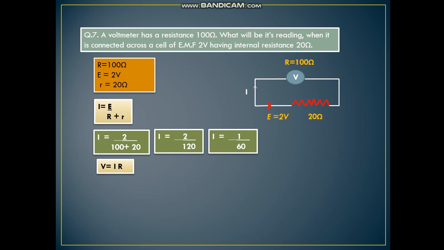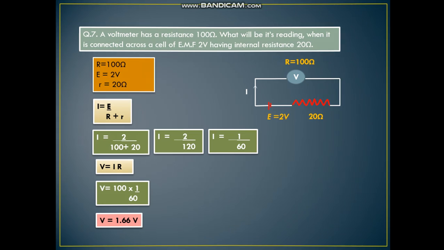V is equal to IR again using Ohm's law. V is 100 into 1 upon 60. That gives V is equal to 1.66 volts. This is same as the earlier one.